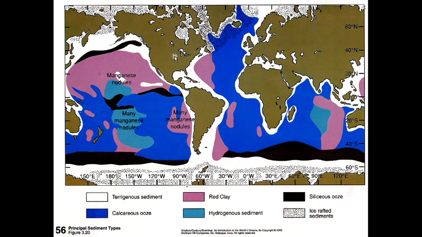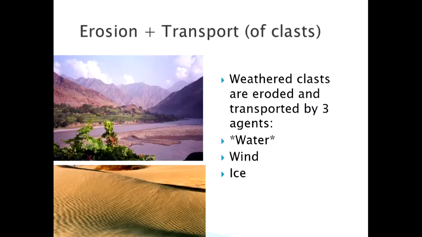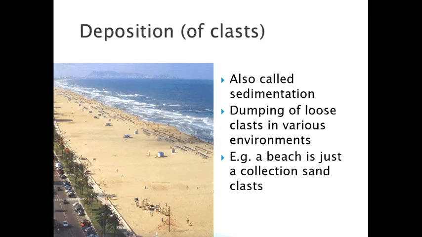You've got weathering of this land here. It's dumped very close to the actual source. What's doing it? Erosion and transport. On planet Earth, we use water, wind, and ice, and water is the primary one. So rivers deliver it. Deposition. We also call this sedimentation, and these are the dumping of those clasts in a given environment.